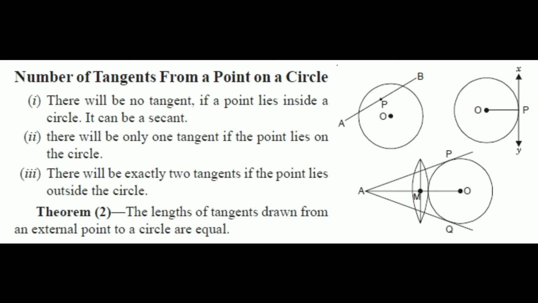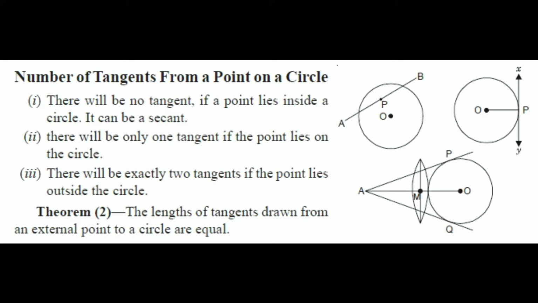For this, we consider three cases again. In case 1, there will be no tangent if a point lies inside a circle. It can be a secant line, meaning when the given point is inside the circle, we cannot draw the tangent line. No tangent can be drawn from a point lying inside the circle.